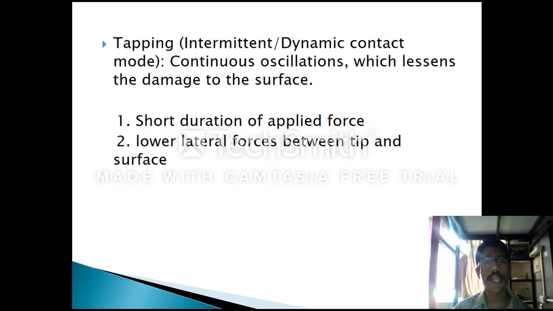The third mode is the tapping or intermittent mode, also called the dynamic contact mode. As the name implies, dynamic contact is in motion. So it is not in contact continuously, but it keeps oscillating and keeps touching at different places. This lessens the damage to the surface, first because of the short duration of the applied force, and also because of lower lateral forces between the tip and the surface.